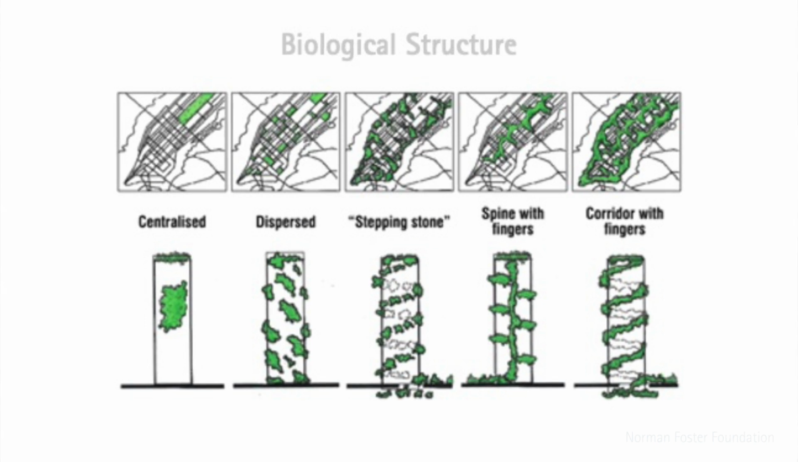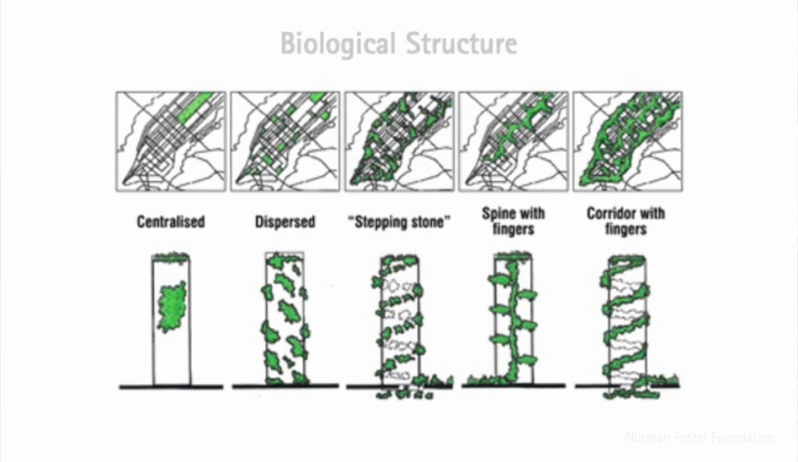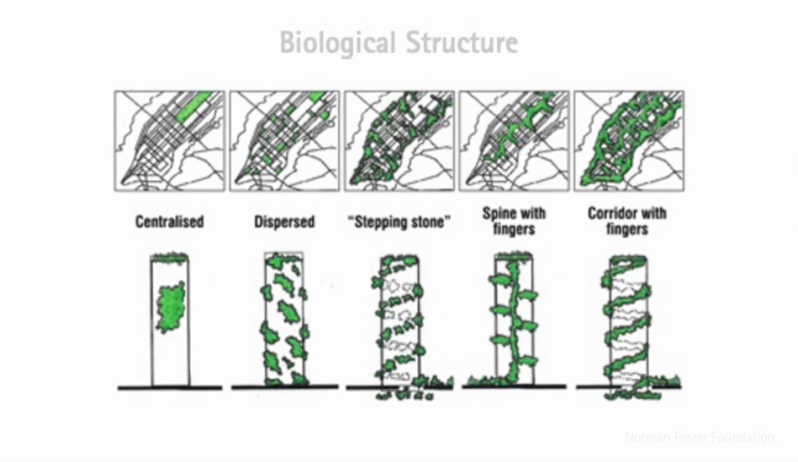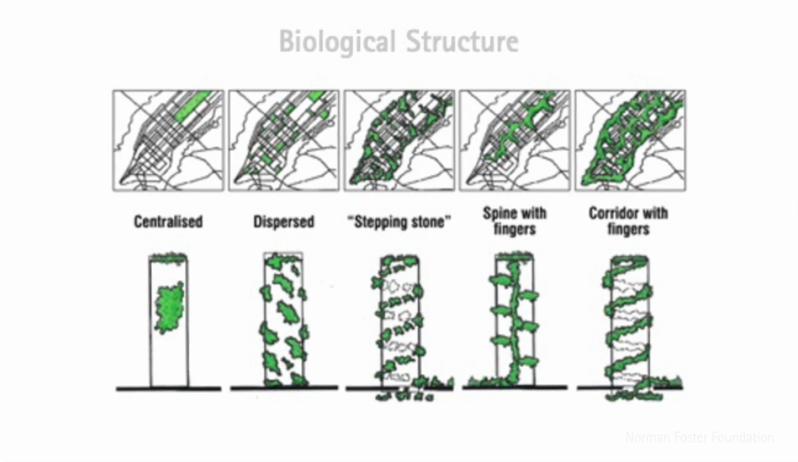Now, these are some patterns that I've mapped out. You can put all the abiotic in one location in the first diagram, in a centralized location. You can have a dispersed, spotty relationship. You can have a stepping stone relationship in the third diagram. You can have a spine with fingers. And the last one is a corridor with fingers.